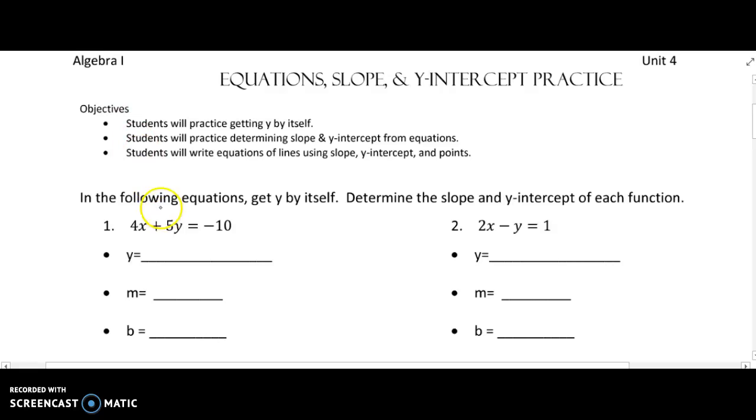So the first thing we're going to do is get y by itself. And after we do that, we're going to determine the slope and the y-intercept of each function. So not only do you have to solve for y, you have to pull out the slope and the y-intercept. And we've been doing that, guys. So let's take this: 4x plus 5y equals negative 10.